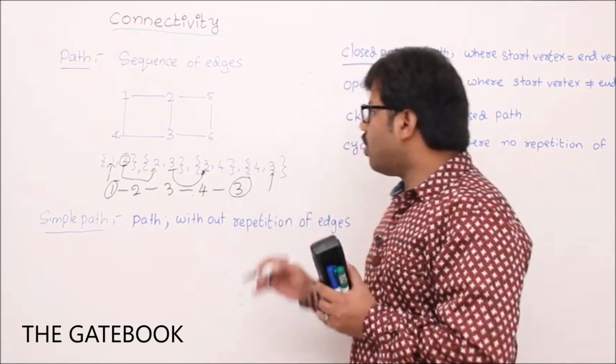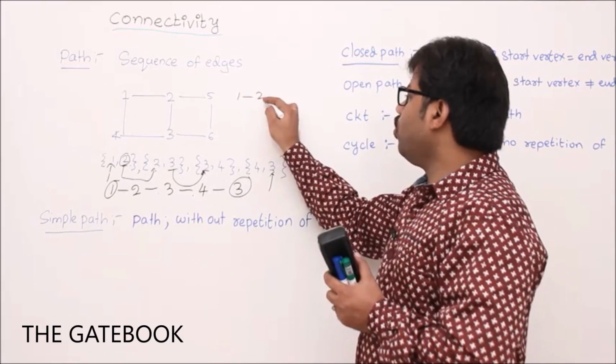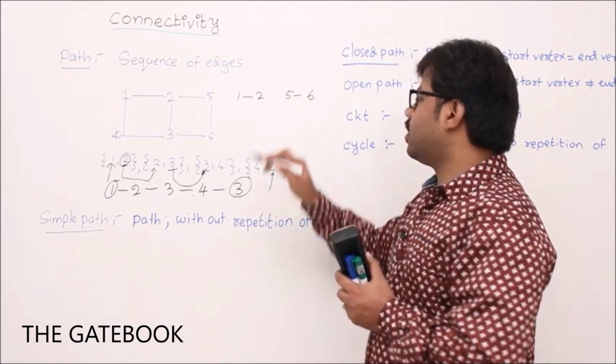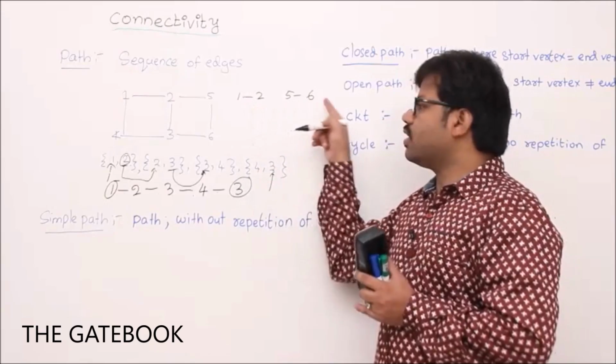But what is not a path is this one, 1 to 2, 5 to 6. This is not a path because it should be a sequence of edges.